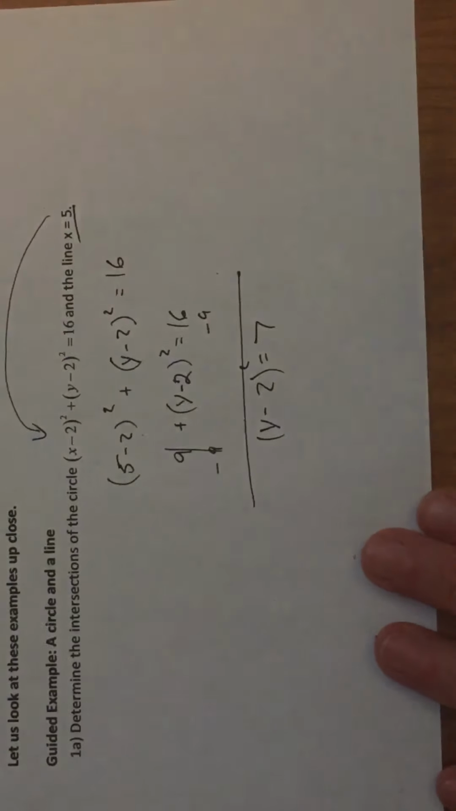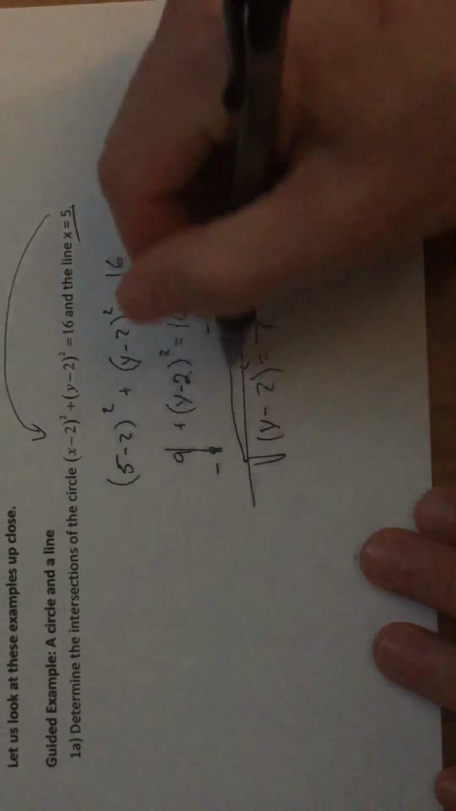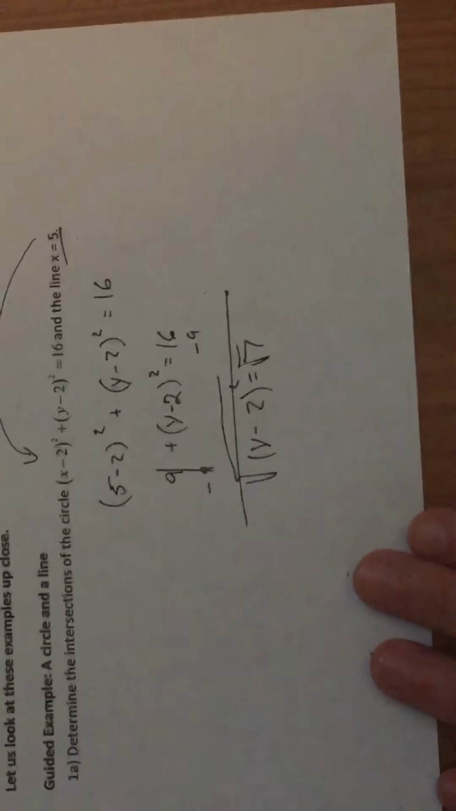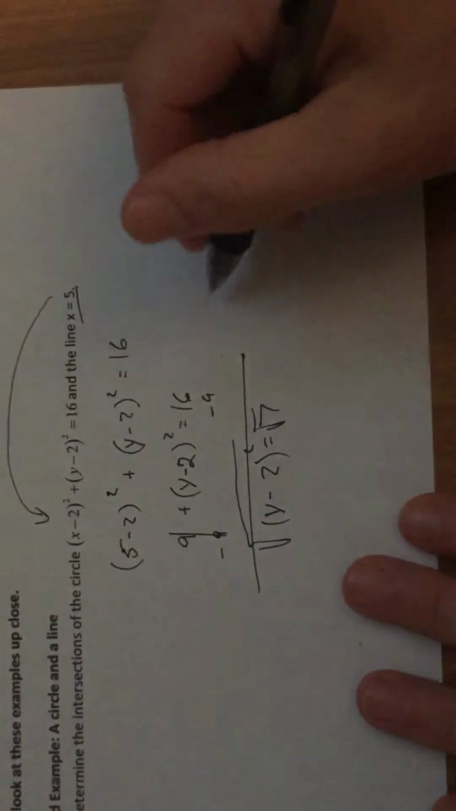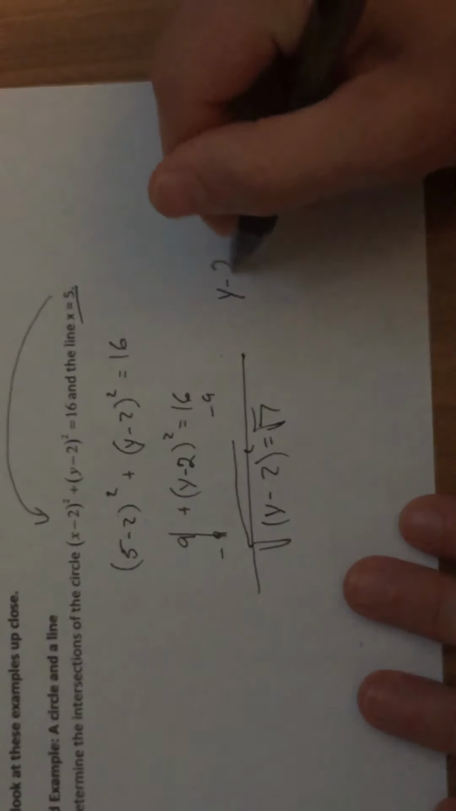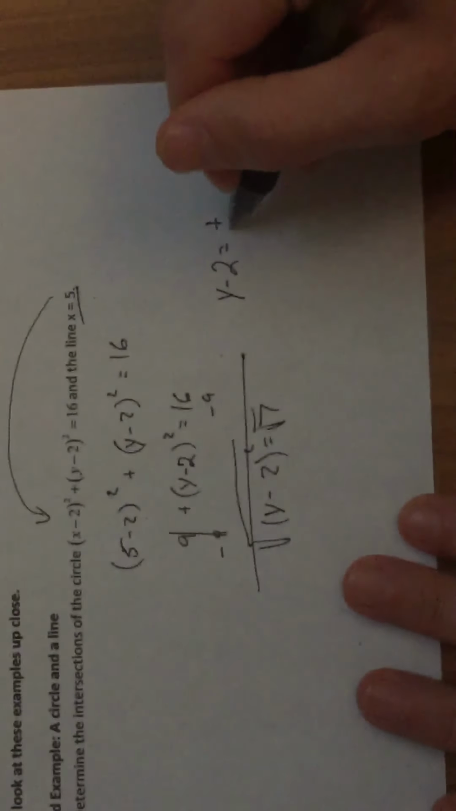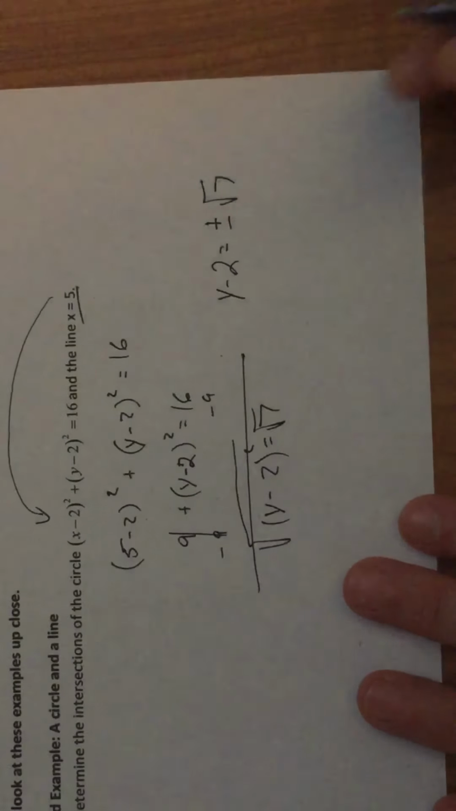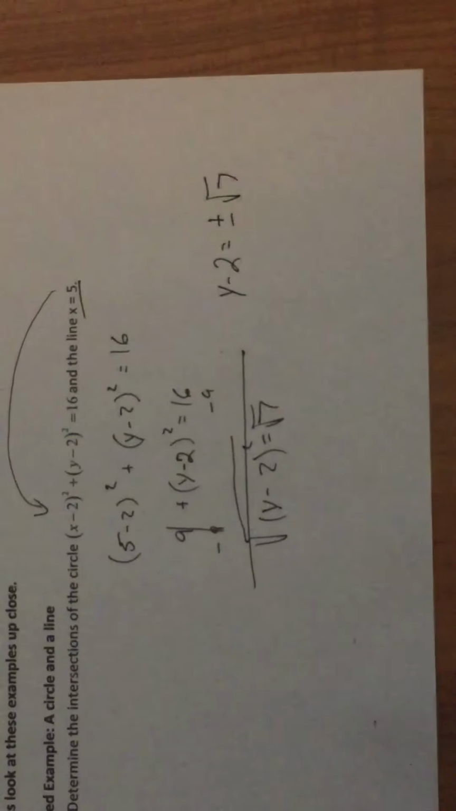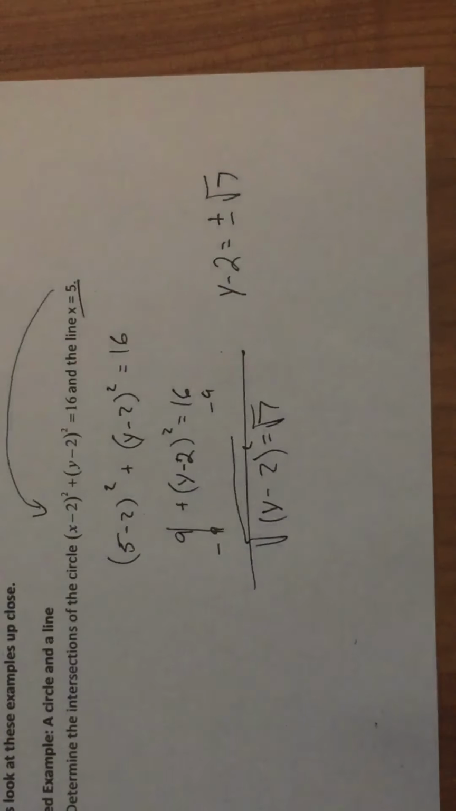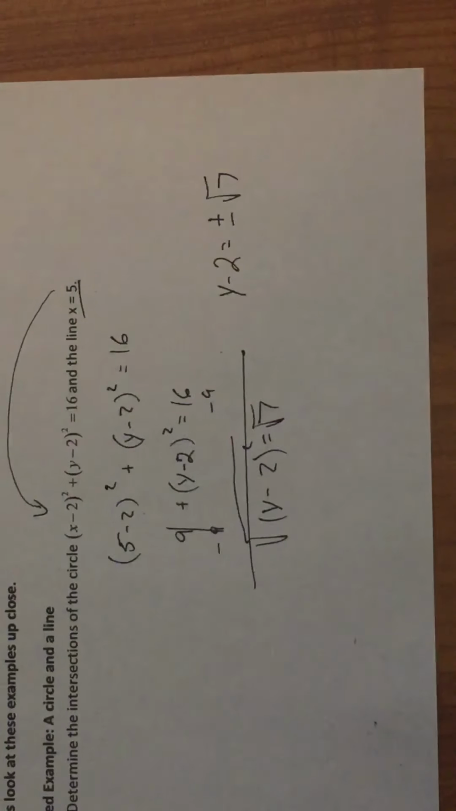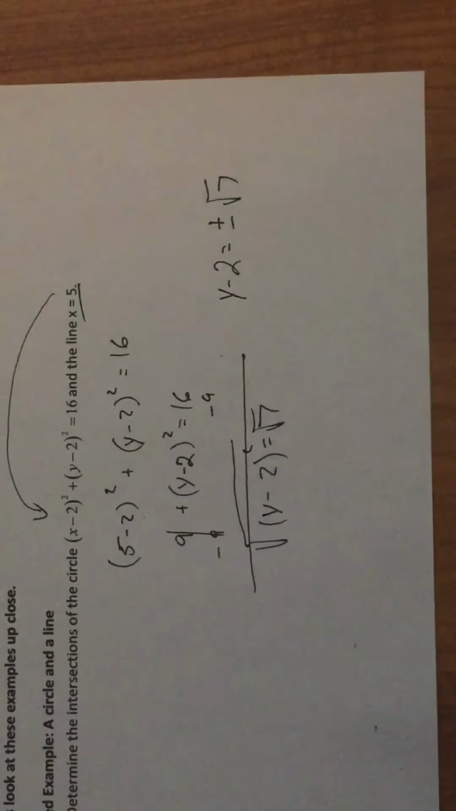Now my next step is to get rid of this exponent. So I'm going to need to take the square root of each side. Now pay attention when I take the square root. I am now left with y minus 2 equals positive or negative radical 7. Now there's a reason why we have that positive or negative there. Whenever we're solving an equation and we take the square root of each side, we should always put a plus or minus there. A square root could have a positive or negative root. So we have those two answers there.